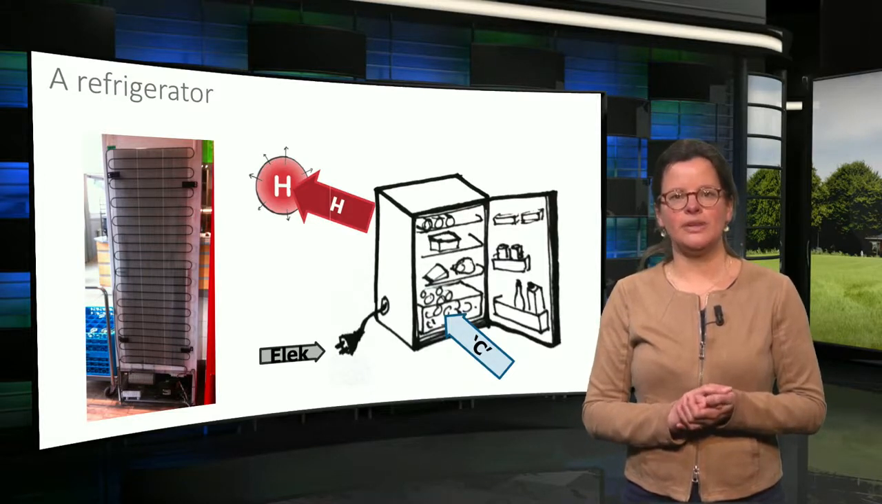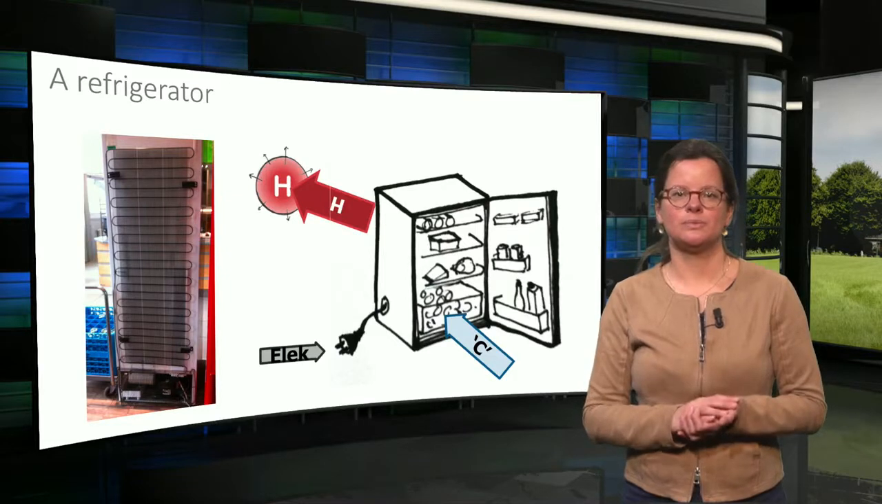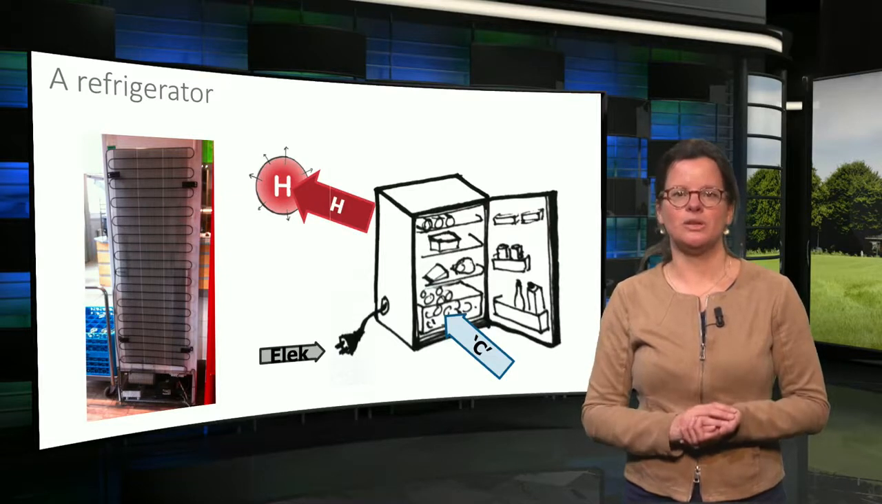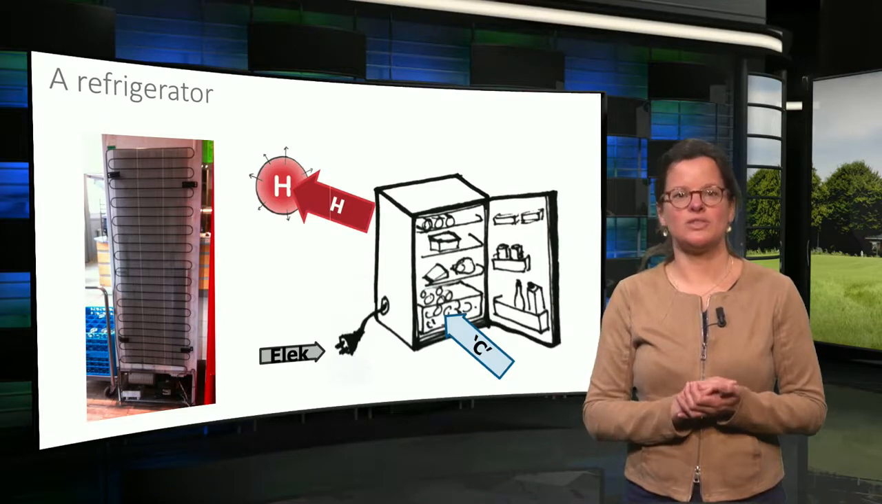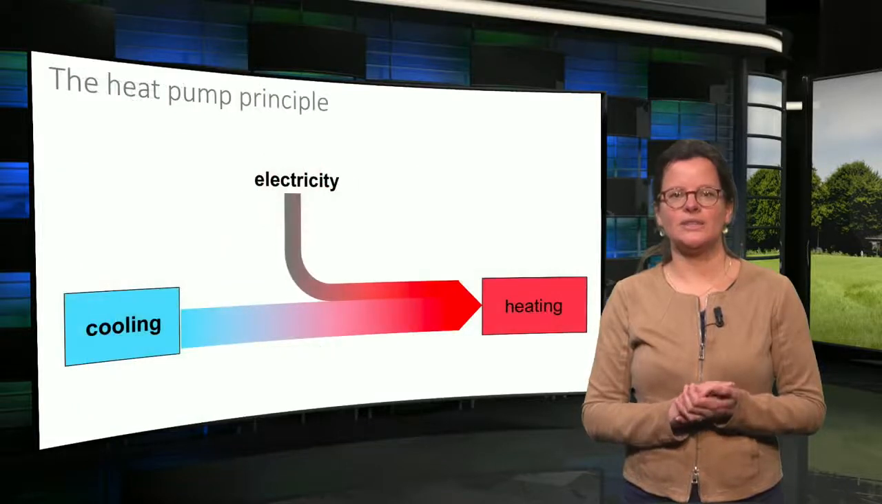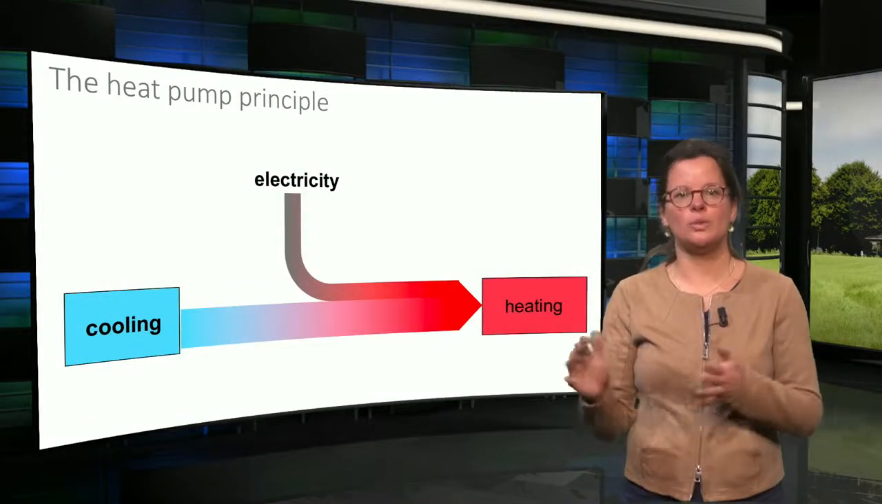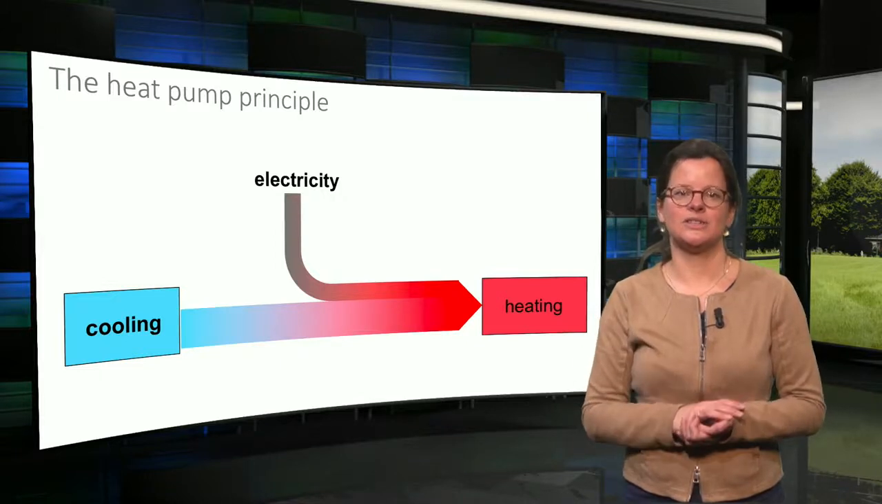In the examples of the air conditioner and the refrigerator, the cooling function of the device is used and the heat is disposed. But the same principle can be used for heating purposes by using free heat from the environment, such as air. So, a heat pump is a device that transports heat from a colder body to a warmer body by adding a little bit of high quality energy, such as electricity.